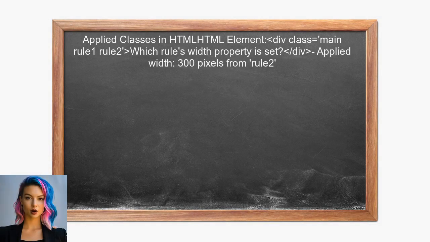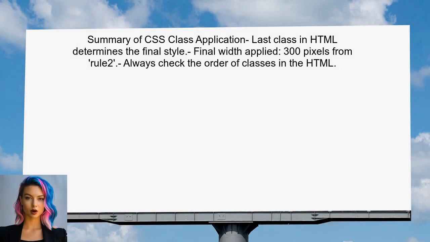When the user applies the classes main, rule 1, and rule 2 to the same HTML element, the width property that will be applied is from rule 2, which is 300 pixels. This is because it is the last class defined in the HTML. To summarize, when multiple classes with the same property are applied, the last class defined in the HTML will determine the final style. In this case, the width of the element will be 300 pixels.